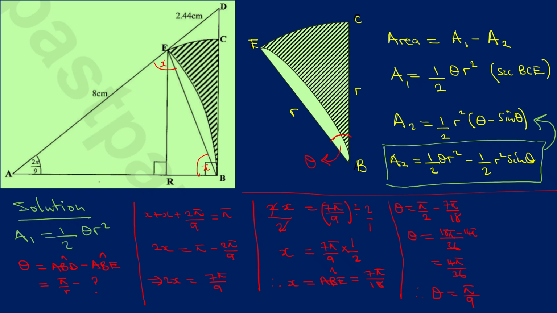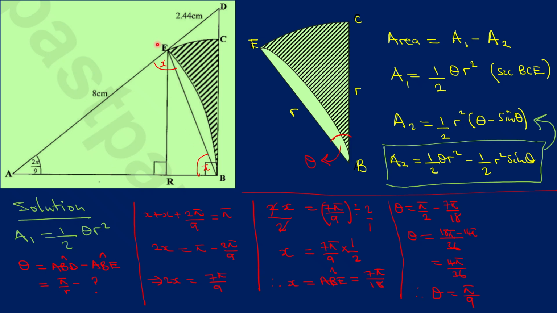So when we come back to our formula here, remember what we are doing? We are trying to find A1, which is half theta r squared. We have found our theta. We are remaining with r, that is the radius. So how do we find the radius r, which is BC? Let's get back to the diagram.